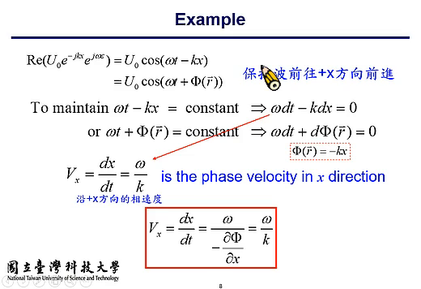Okay. The next thing we'd like to discuss is about the velocity. What is velocity? The speed of moving. So when it comes to the velocity of waves, we refer to the speed of the moving of the equal phase front. 等相位面移动的速度，OK?